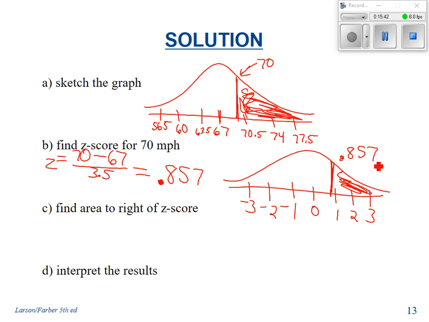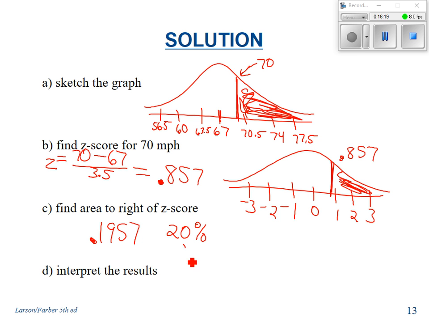Again, we can grab our calculator once we have that. You found it already? 0.1957. That's the area. That's also the probability that we're going to see somebody breaking the speed limit. So if you've got a cop sitting out there, about 20% of the cars that go by that cop are going to be doing what? 70 or more than 70. They're going to be breaking the speed limit.